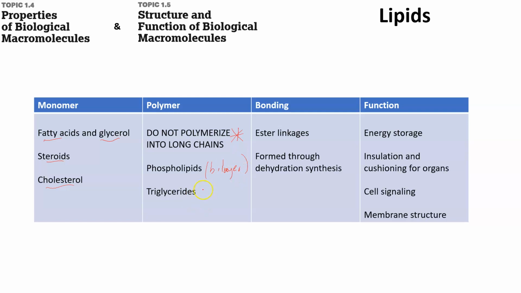Triglycerides, these are storage molecules, right, or fat storage molecules. Ester linkages, this is another important thing to know, is the name of the bonds that form between these. They're also formed, again, through dehydration synthesis. And our functions for fats: energy storage, insulation and cushioning, cell signaling, as in testosterone and estrogen, estradiol. There's some examples of that.